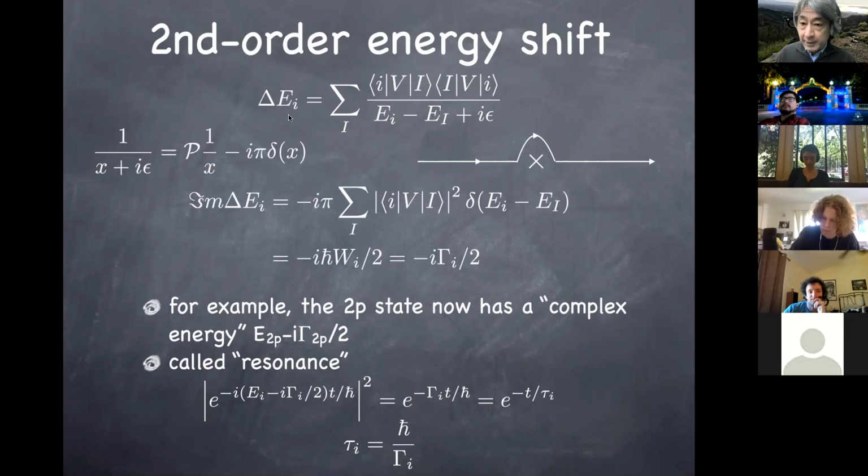So the energy shift at second order perturbation theory is this matrix element squared over E_i minus E of the intermediate state I, which I believe we have seen in quantum mechanics class. But when you consider the possibility that little E_i and capital E_I might be the same, you have to retain I epsilon to avoid infinities.